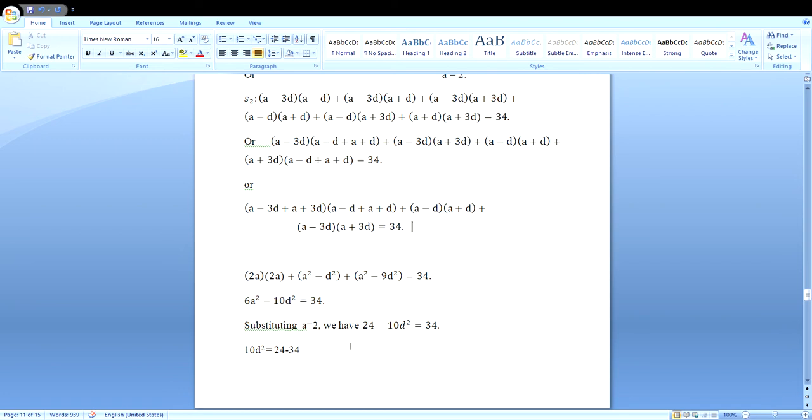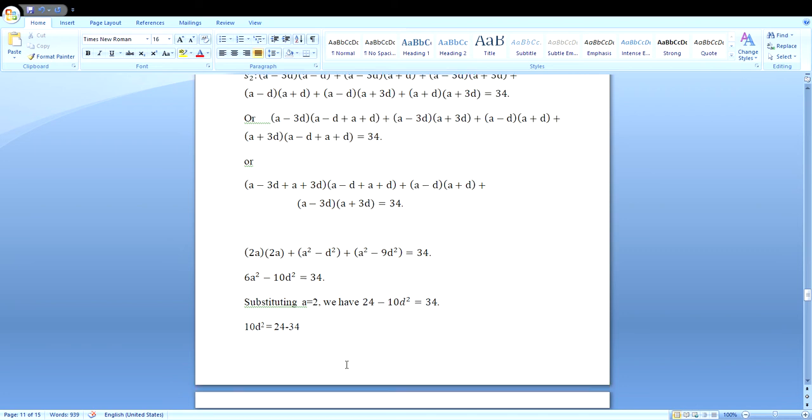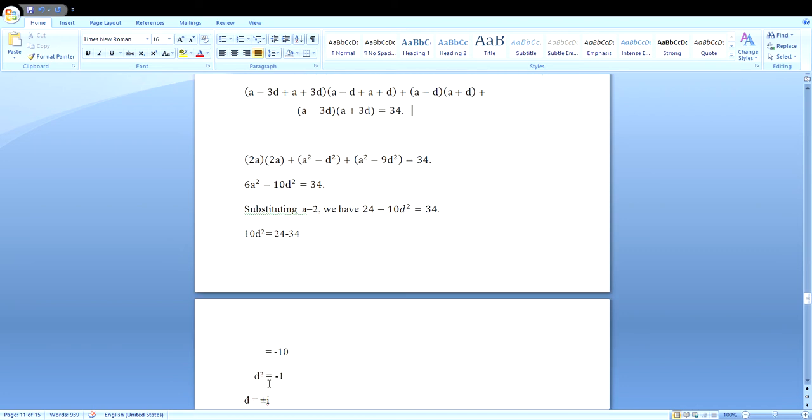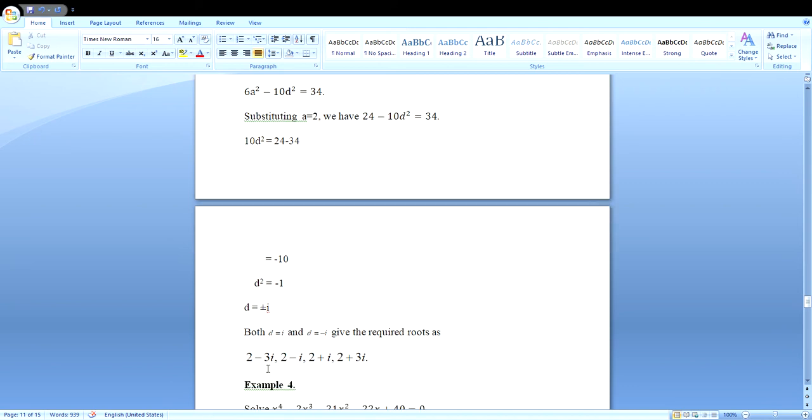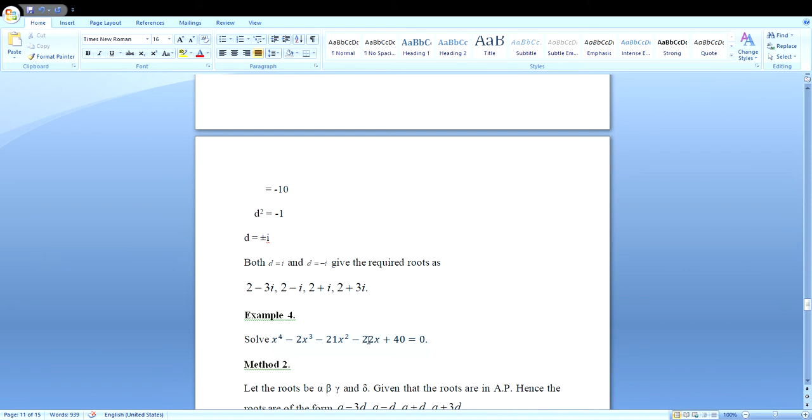Substituting A equal to 2, we have 24 minus 10D square equal to 34, or 10D square is 24 minus 34, that is minus 10, or D square is minus 1, D is plus or minus i. Both D equal to plus i or minus i will give you the same solution. Therefore, substituting i, we have 2 minus 3i, 2 minus i, 2 plus i, 2 plus 3i are the roots.